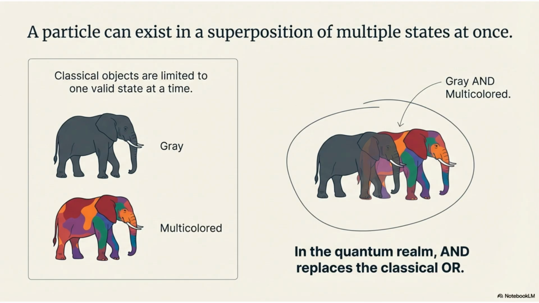In the classical world, objects exist in one valid state at a time. For example, an elephant is either gray or multicolored. However, in the quantum realm, a particle can exist in a superposition of multiple states at once, meaning it can be gray and multicolored.